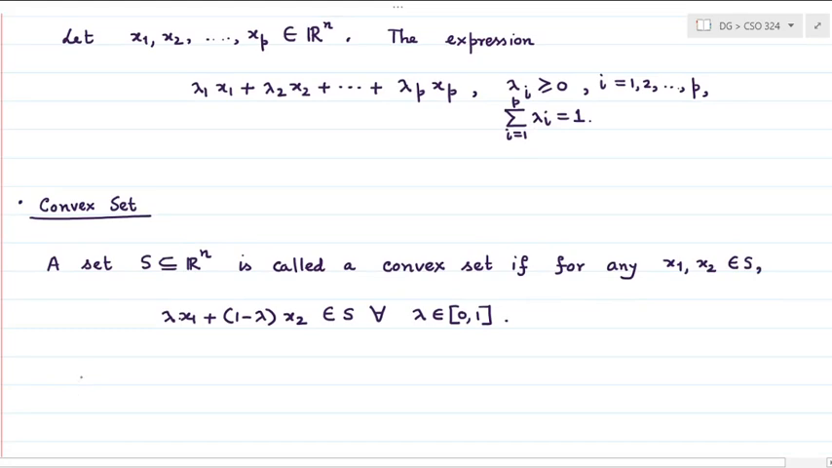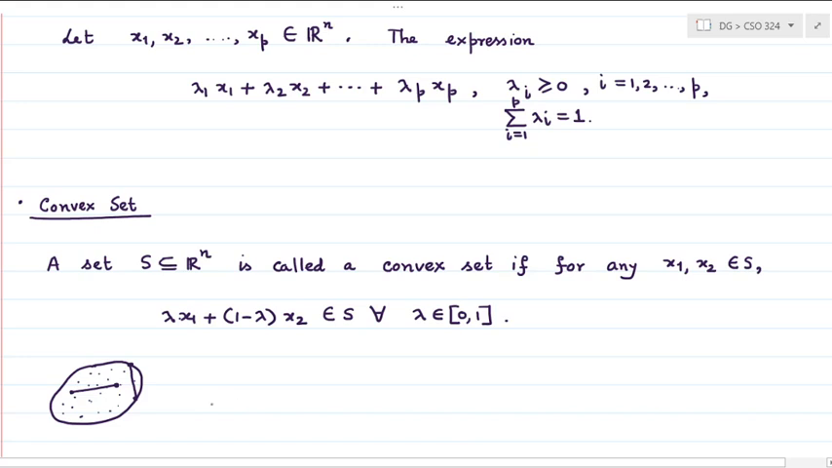For instance, I just take a set of this type. Let's say this is my set, and here you notice that my set is the set of all points on the boundary of this curve together with all these points inside. Fine. So here you notice that you take any pair of points, even on the boundary, and then you consider the line segment joining them. This entire line segment is lying inside the set S. So this set is a convex set.